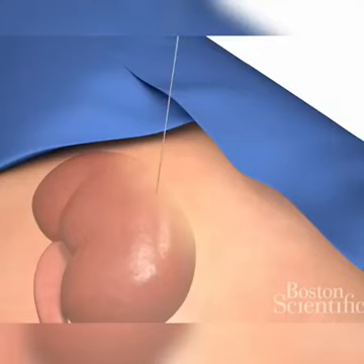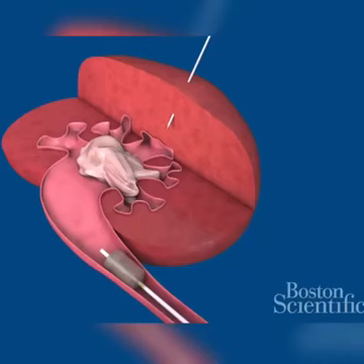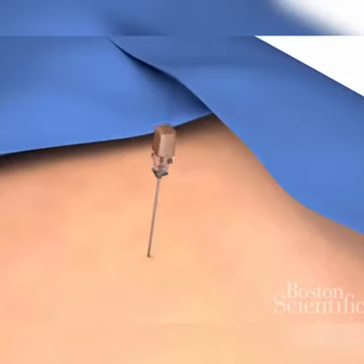Direct an entry needle straight into the calyx until contact is made with the stone. Remove the core of the needle. Urine drops confirm access into the kidney. Insert the wire through the needle sheath.